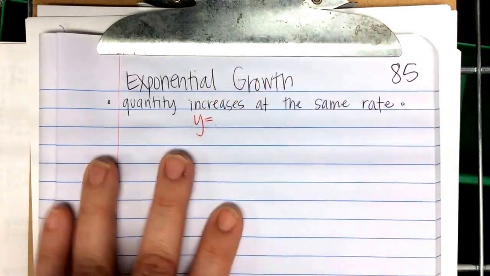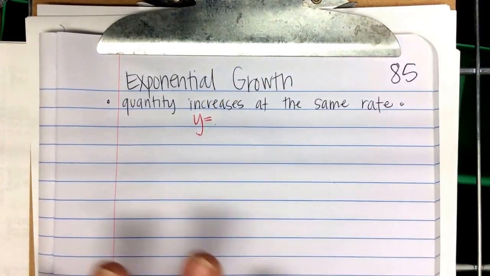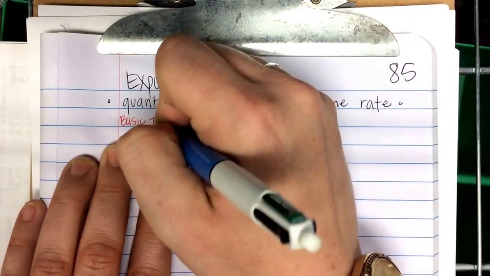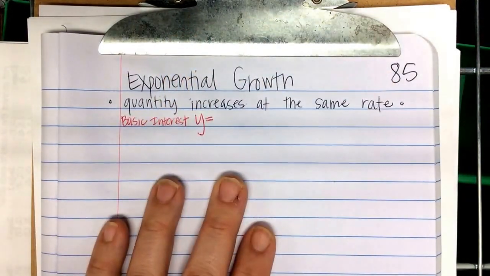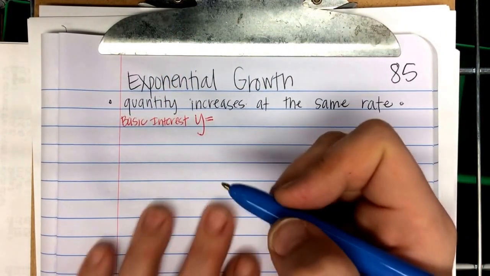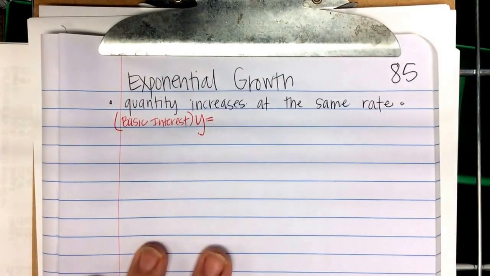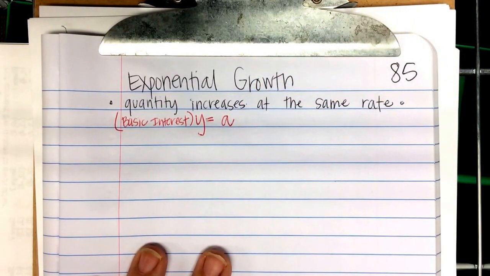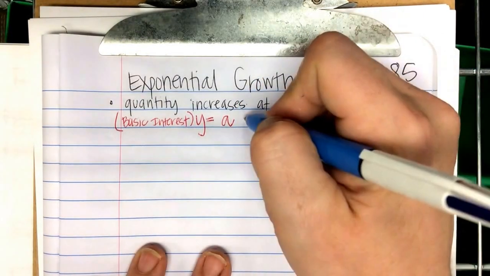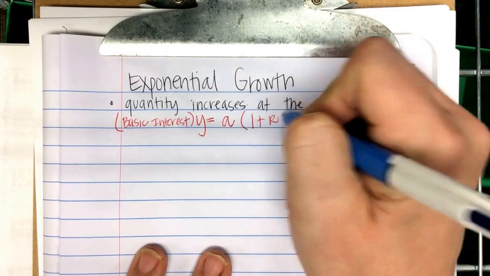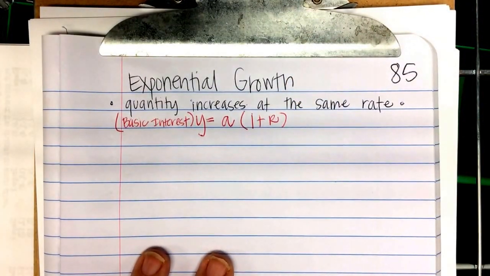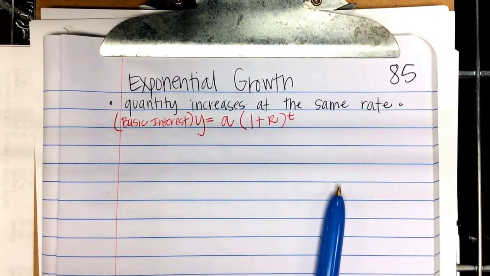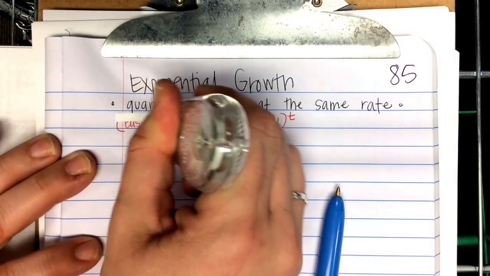So y equals, here's our formula. Y equals, this is basic interest. Y equals A times the quantity 1 plus R to the power of T. I'm going to move this basic interest over a little bit.